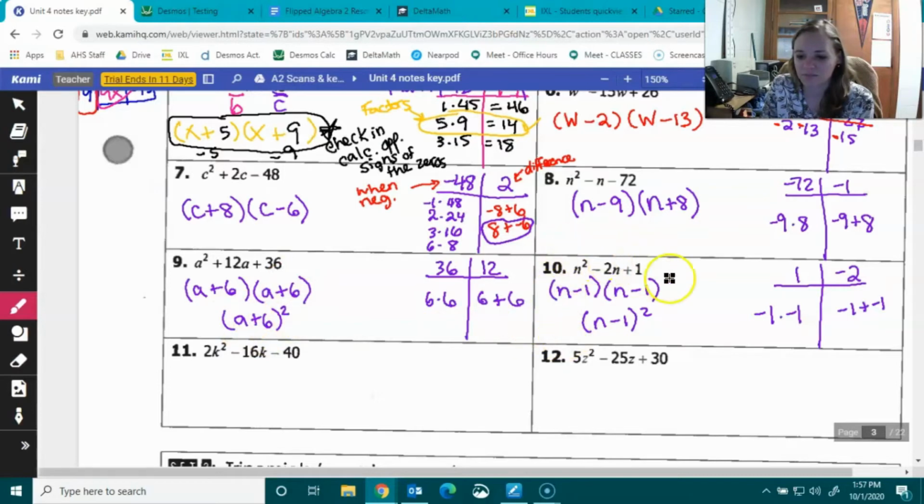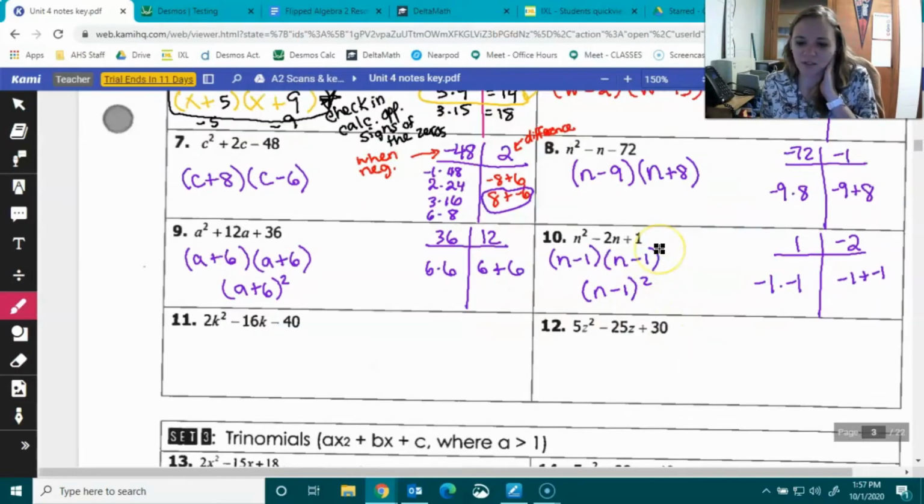Alright, number 10, similar type thing happens. I have a positive 1 and a negative 2. If you have that, you know both your numbers are going to be negative, because a negative times a negative is a positive, and you add them and get negative 2. So both of your factors are negative 1 and negative 1, resulting in this.